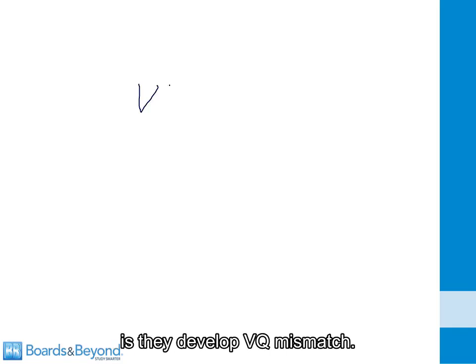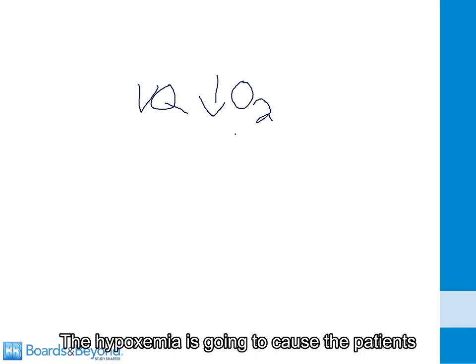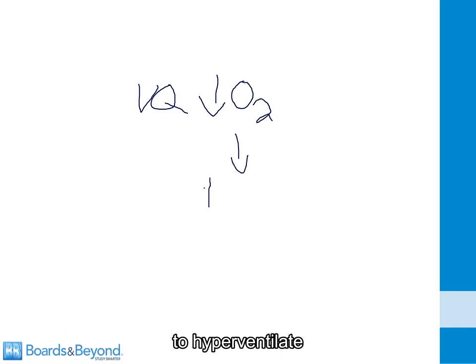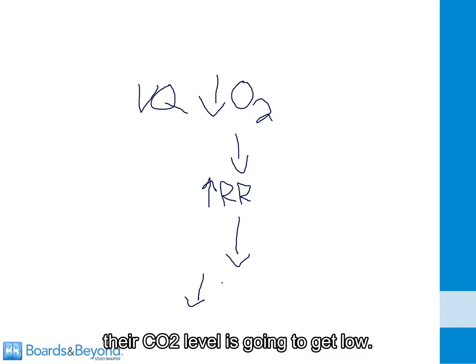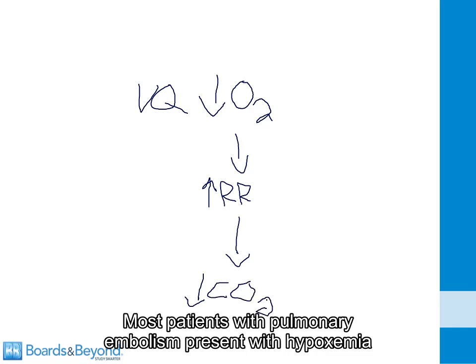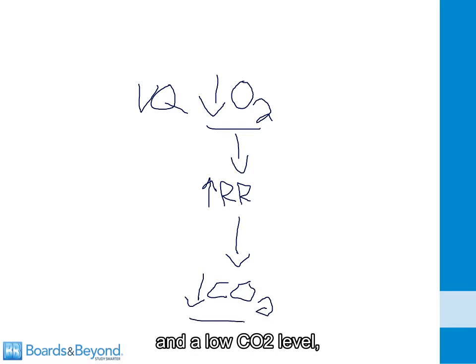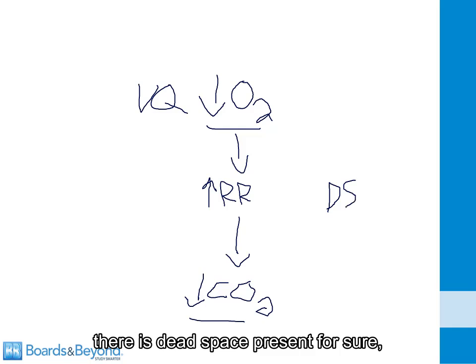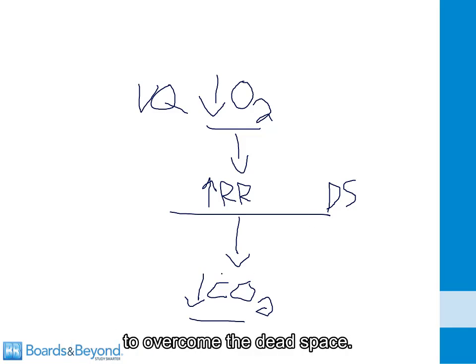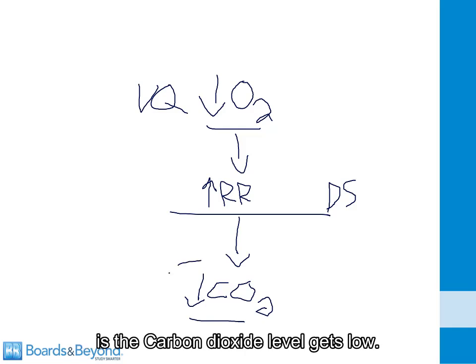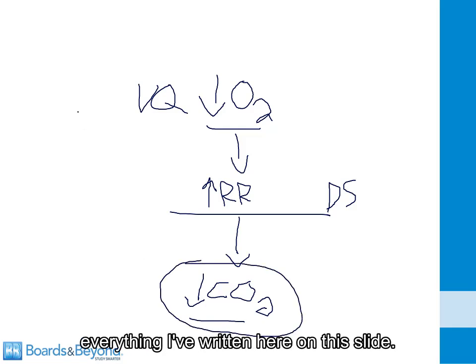So just to make this super clear, because this is such a high yield point, what happens to most patients with pulmonary embolism is they develop VQ mismatch. This is going to lead to hypoxemia with a low level of oxygen in the blood. The hypoxemia is going to cause the patients to hyperventilate, so their respiratory rate will go up. And then because they are hyperventilating, their CO2 level is going to get low. Most patients with pulmonary embolism present with hypoxemia and a low CO2 level. There is dead space present for sure, but the dead space does not cause hypercapnia because the respiratory rate gets high enough to overcome the dead space, and in fact, what usually happens is the carbon dioxide level gets low. Make sure you understand everything I've written here on this slide.